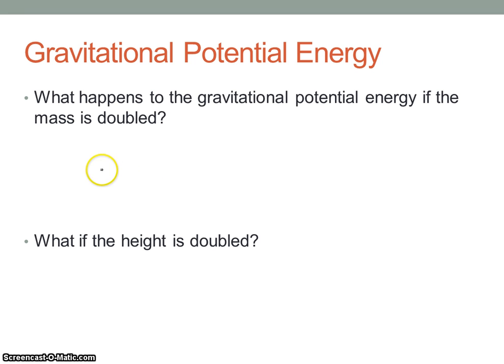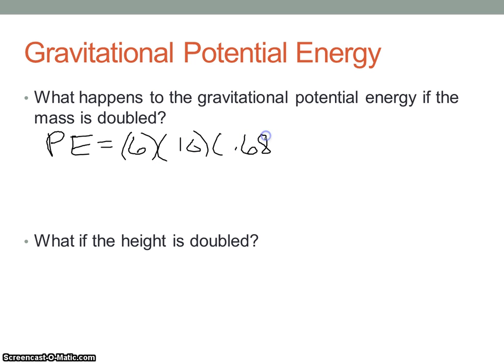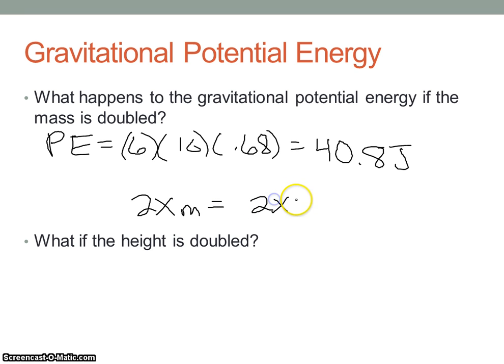So what happens if we double the mass? Well, let's look at what we got here. So we have potential energy. Now we'll say the mass of that boulder was 6. So when you double the mass, it ends up doubling the potential energy. So if you double the mass, then it will double the potential energy.